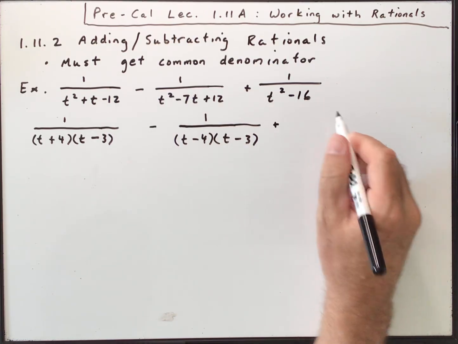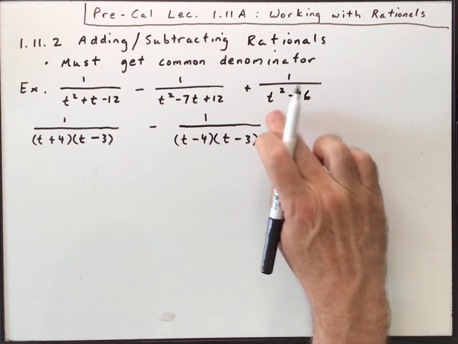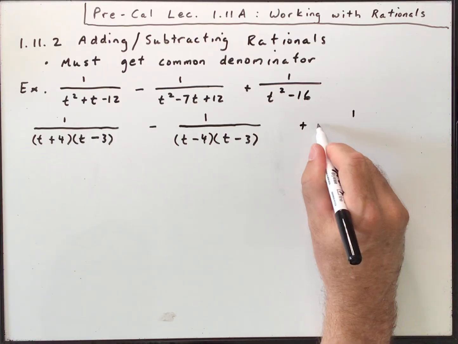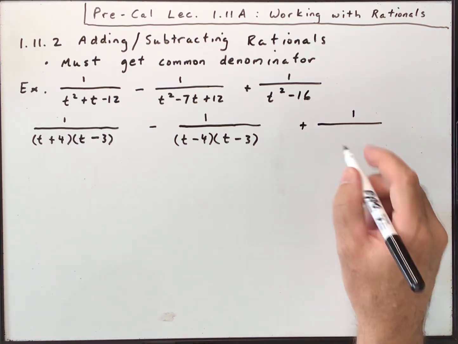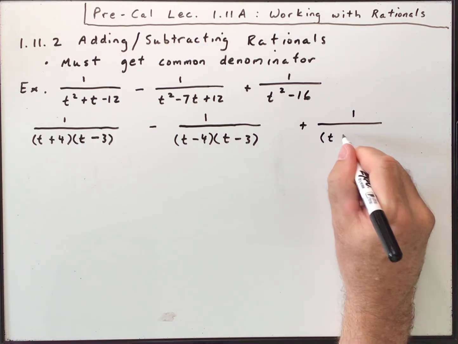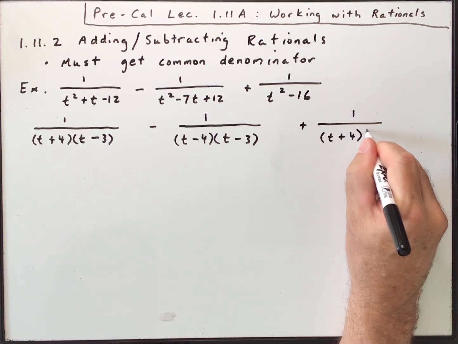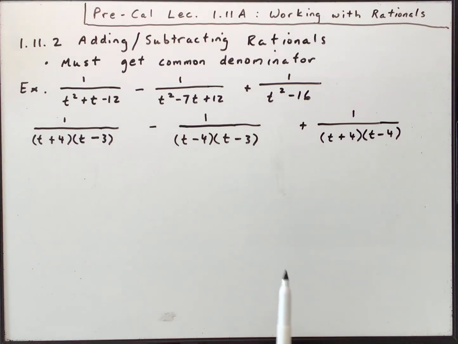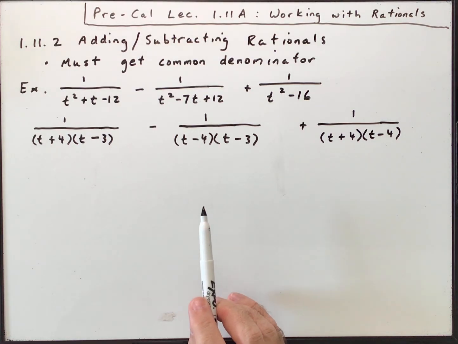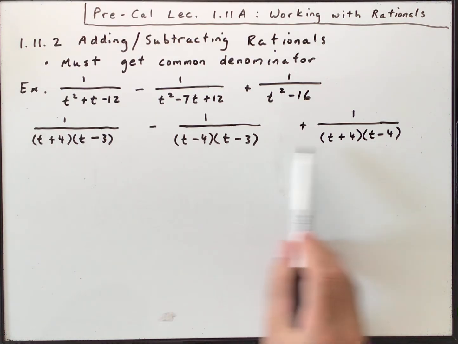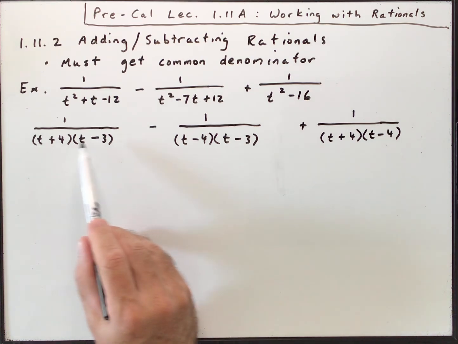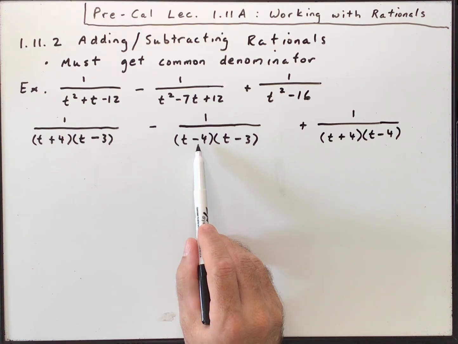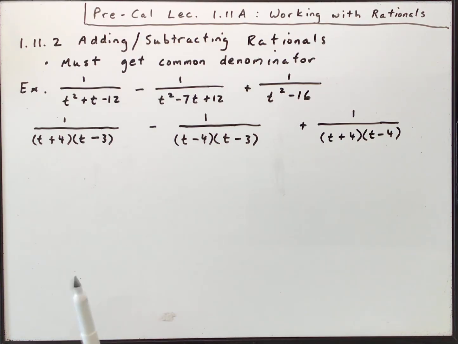And then plus 1 over, and that's the difference of 2 perfect squares. So that stuff doesn't go away. So t plus 4 times t minus 4. So if you'll notice, we have 3 different terms in the denominators. We have t plus 4, t minus 3, and t minus 4. Those are the only 3 we have.